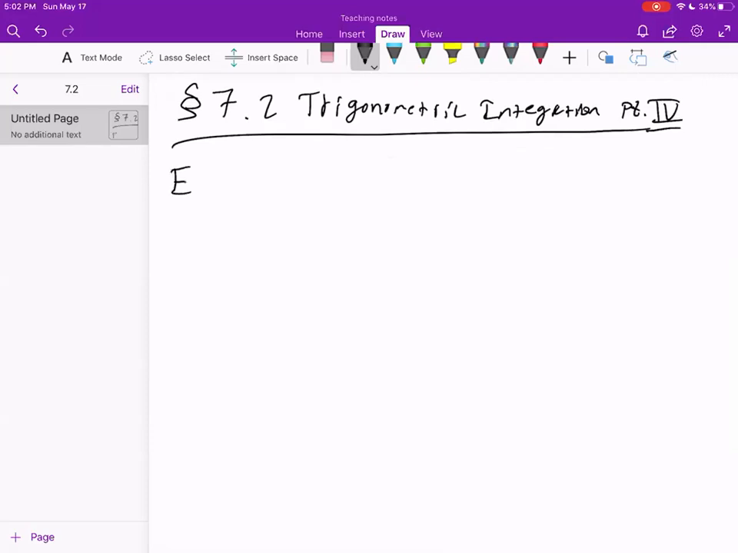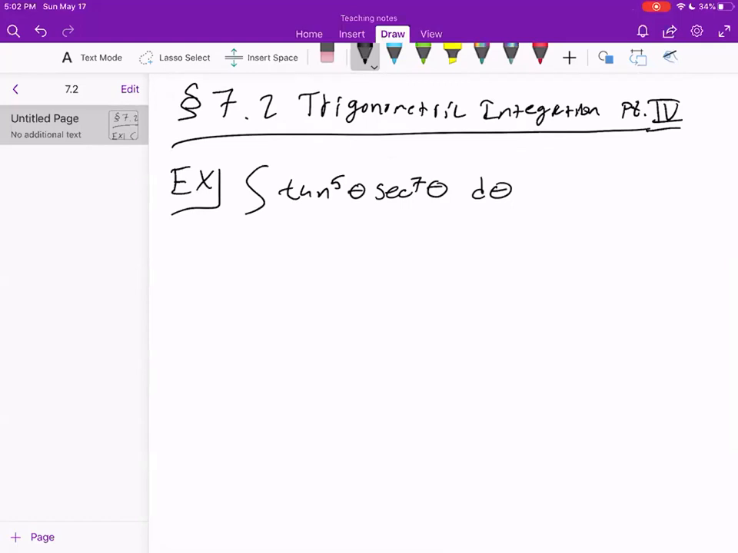So we have this example here. We want to evaluate the integral of tan to the 5th theta secant to the 7th theta d theta.